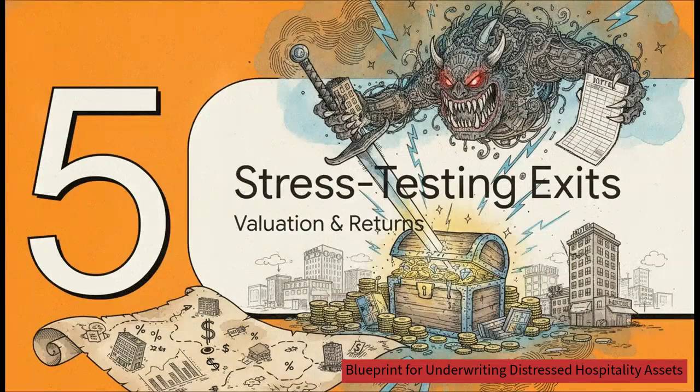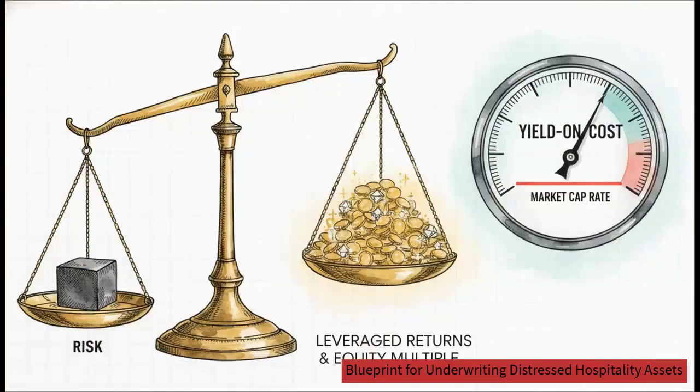Section 5. Stress testing the exit valuation. The final boss battle. So, the crucial point is verifying our treasure map's final destination. We validate the deal by targeting an unlevered IRR of 12 to 15%, which reflects the inherent turnaround risk. That, in turn, drives our levered IRR of 18 to 22% or more. We're looking for an equity multiple of 1.8x to 2.5x over a standard 5-year hold.